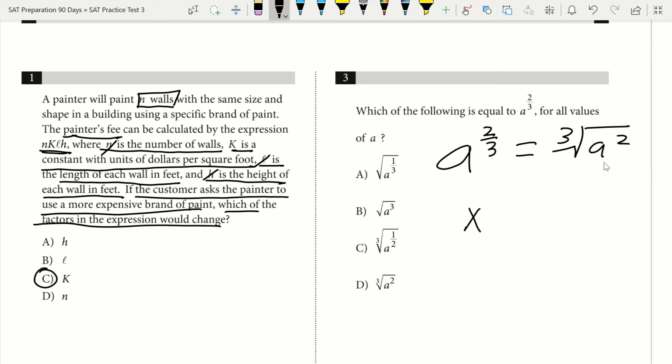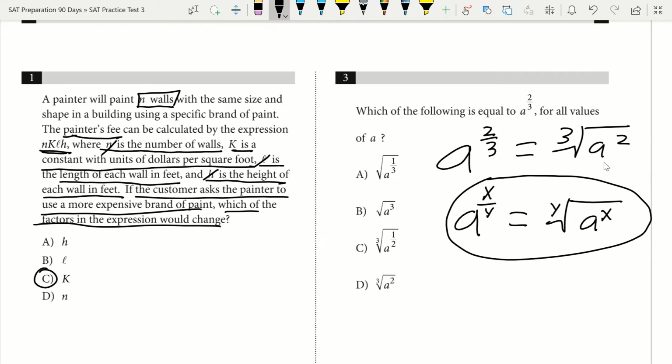An example that you could put in your notes, let me use a again: a to the power of x/y is going to equal the y root of a to the x power. That right there should go in your notes. You can put that by your math equations, which is what I would prefer, because I forgot to teach that one on the math equations.